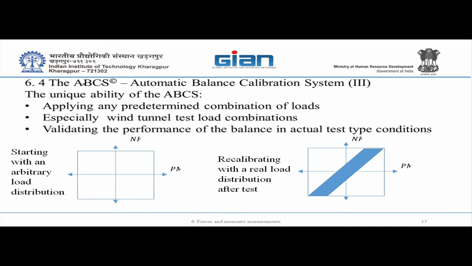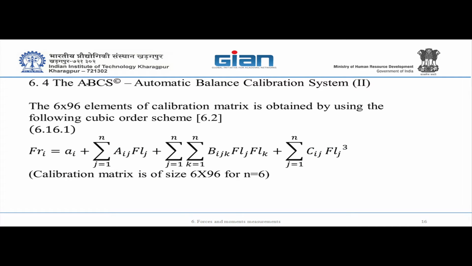It means the further combinations of loads. The earlier matrix had only two terms of loads, and the third order also includes loads on the third order. That's what it's saying.